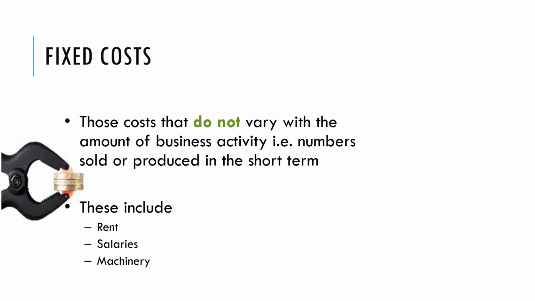Let's start off by looking at fixed costs. Fixed costs are those costs that do not vary with the amount of business activity, i.e. the number of units that are produced. So these include things like rent, salaries, and machinery.